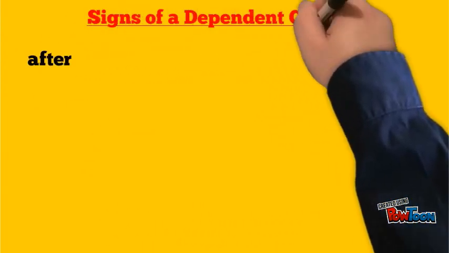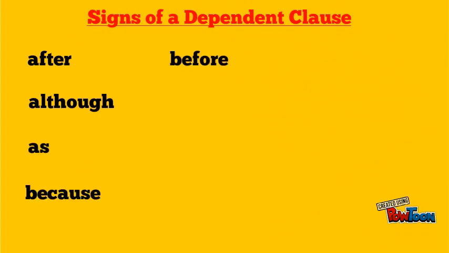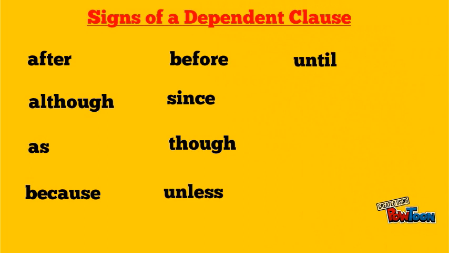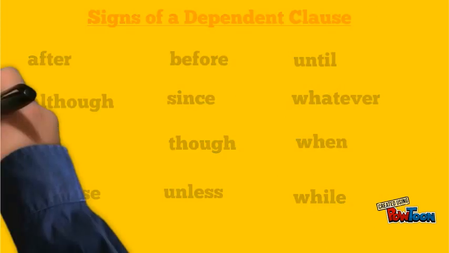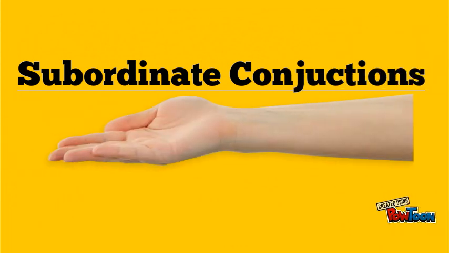Here are a few signs of a dependent clause: after, although, as, because, before, since, though, unless, until, whatever, when, and while. Those will be at the beginning of the sentence, and these are called subordinate conjunctions.